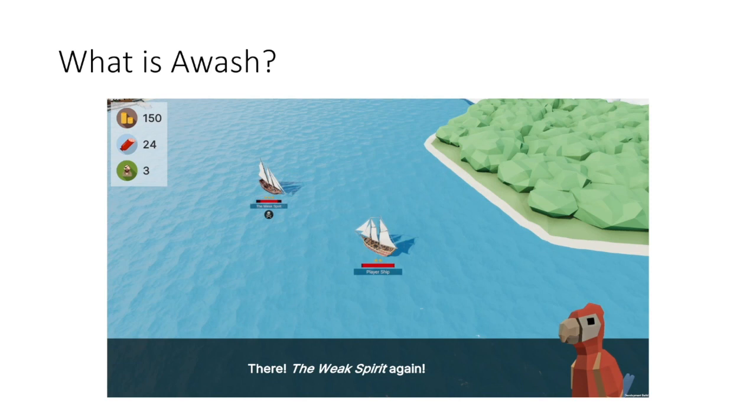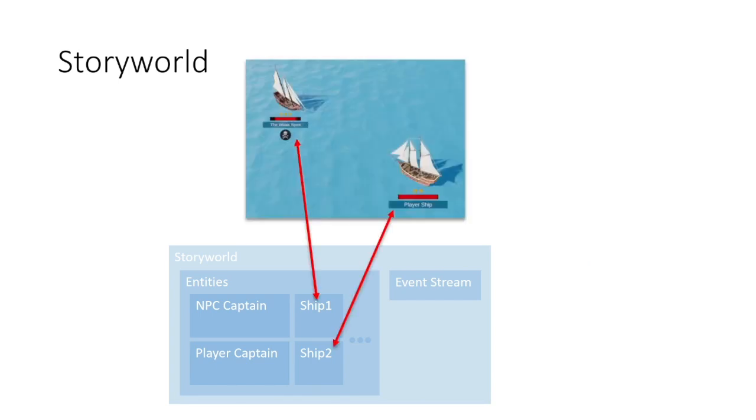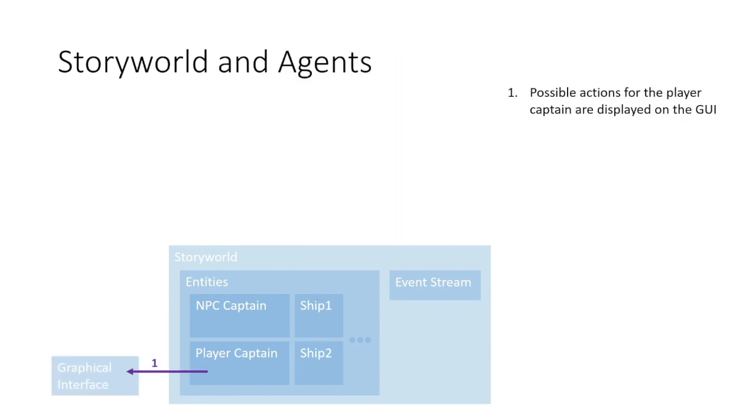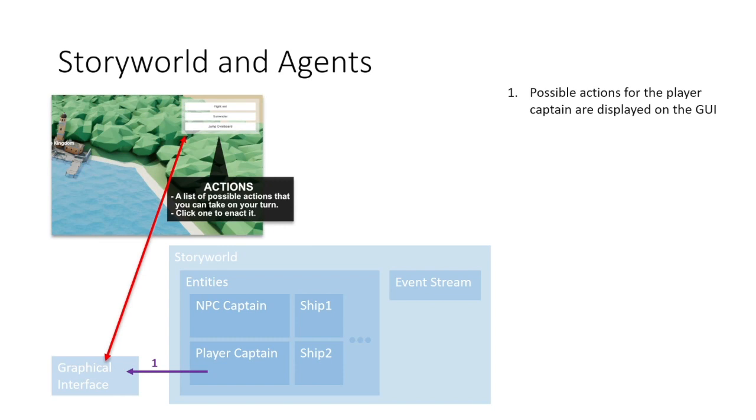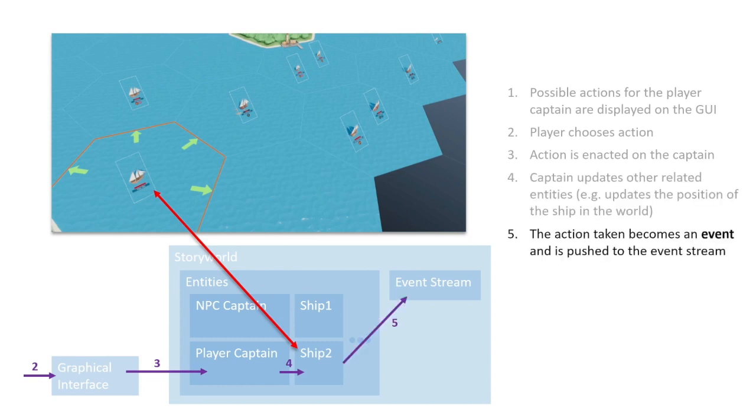So how is it made? Well, first we begin with the fundamental component of the game, the story world. This is simply the state of the game world at any given time, consisting of entities such as captains and ships. This component is not active by itself and must be driven by agents that control characters within it. For the player character, this is done through the GUI, where possible actions are displayed and then chosen from by the player. This is then enacted on the player character, which updates the state of the world and then logs an event to the event stream. The event stream is simply a single point in the system where every action taken by a character is logged. We'll come back to that later.